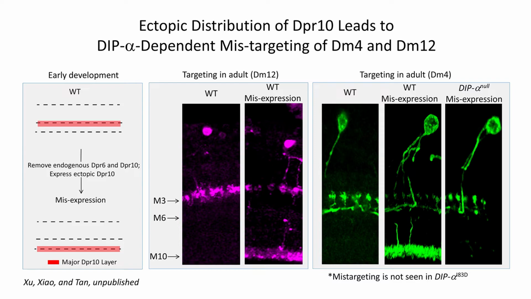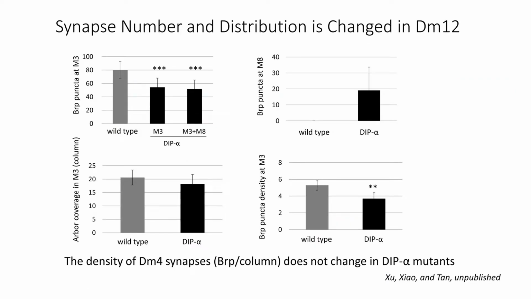So from loss of function and gain of function, it's clear that DPR10 DIP alpha interactions are important in some way for regulating the interactions between these processes within the developing M3 layer. So let me just briefly make a comment about synapses. And obviously this needs to be verified and analyzed in detail at the EM level as well, but we have not yet done that.